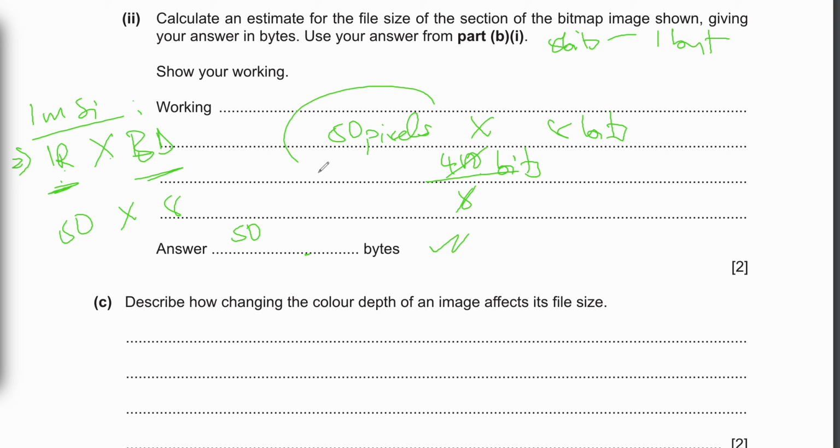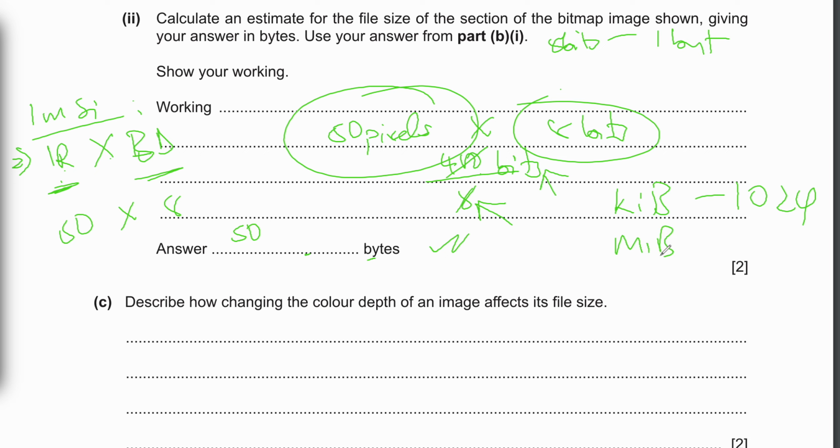So always remember that image resolution times the bit depth gives us the image size, but in bits. If you want it in bytes, you divide by 8. If you want it in kilobytes, you divide by 1024. But if you want it in megabytes, you divide further again by 1024.